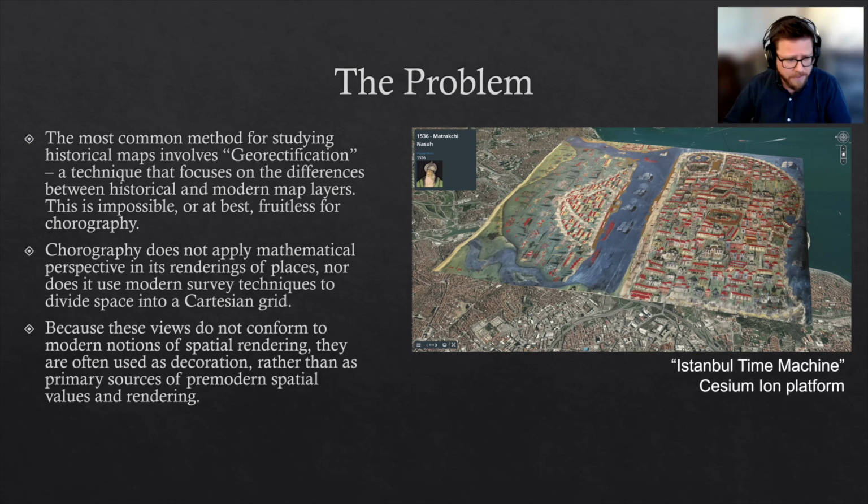Choreography does not apply mathematical perspective in its renderings, and it doesn't use modern survey techniques, which tend to divide space into a Cartesian grid. So this methodology, while kind of intriguing to show, oh, look how different these images are from natural topography or quote unquote modern base maps, doesn't really go beyond there. So these don't conform. So we're going to look at these things as pre-modern sources rather than what they tend to be used for, which is sort of like decoration.